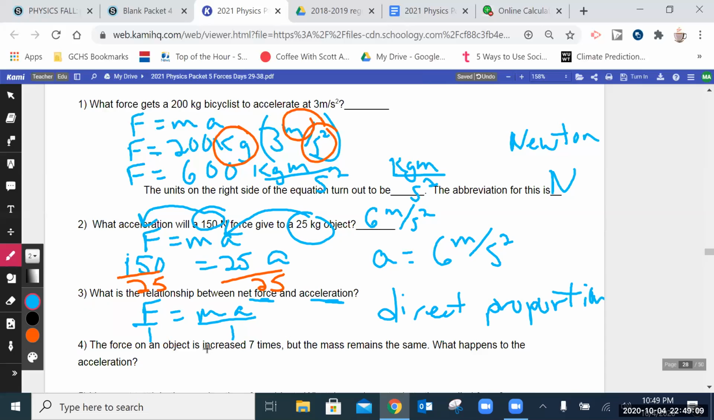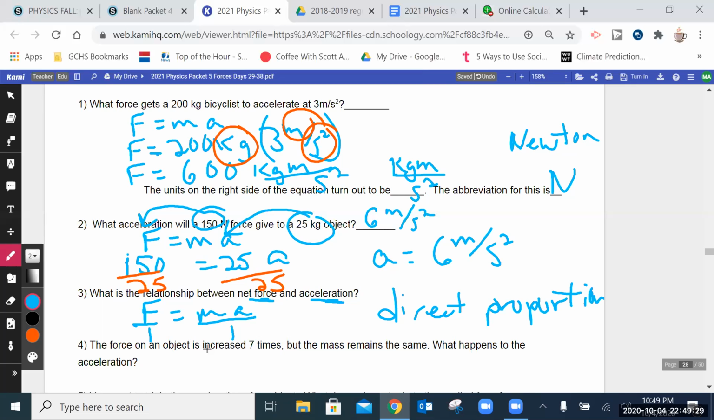Any percent change in A will lead to the exact same percent change in F. So if A increases by 25%, F has to increase by 25%. If F decreases by 10%, then the acceleration will decrease by 10%.